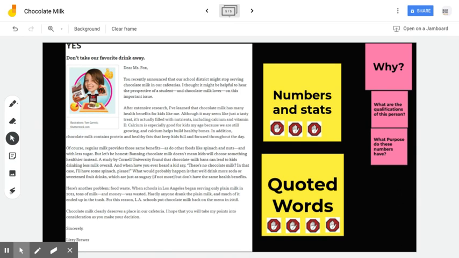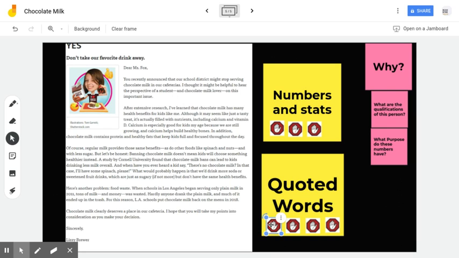Of course, regular milk provides those same benefits, as do other foods like spinach and nuts, and with less sugar. But let's be honest, banning chocolate milk doesn't mean kids will choose something healthier instead. A study by Cornell University found that chocolate milk ban can lead kids to drinking less milk overall. And have you ever heard a kid say, "There's no chocolate milk. In that case, I'll have spinach, please"?